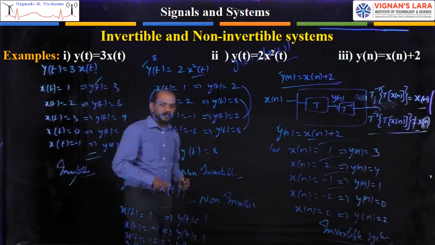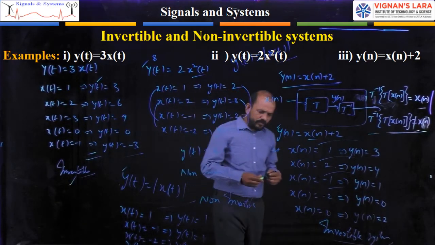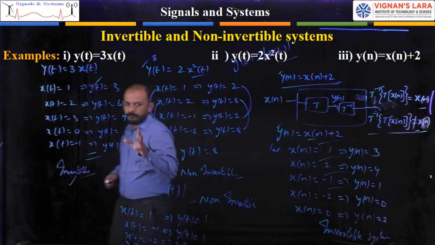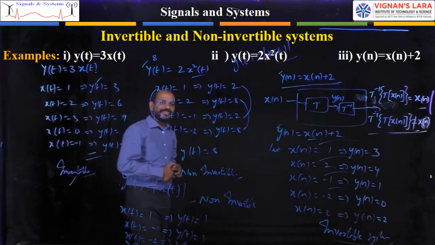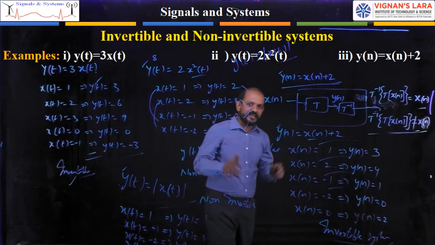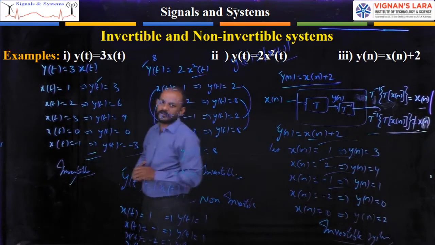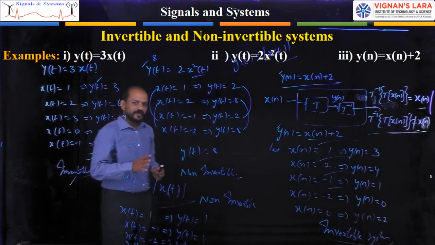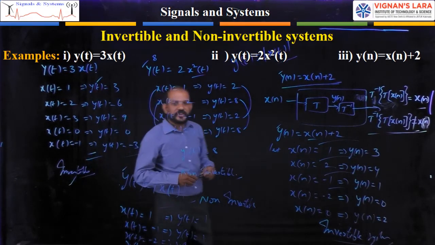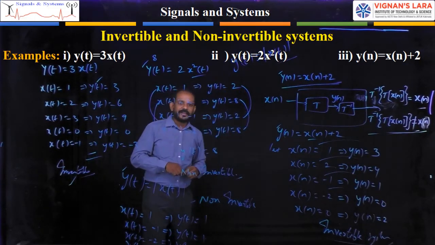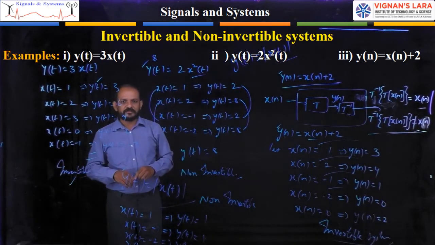So, simple examples. In this way, we can go for a number of examples. I hope you are all clear with this invertible and non-invertible system. So I explained everything clearly. Now, with this, I finished the classification of systems. I finished the topic classification of systems.